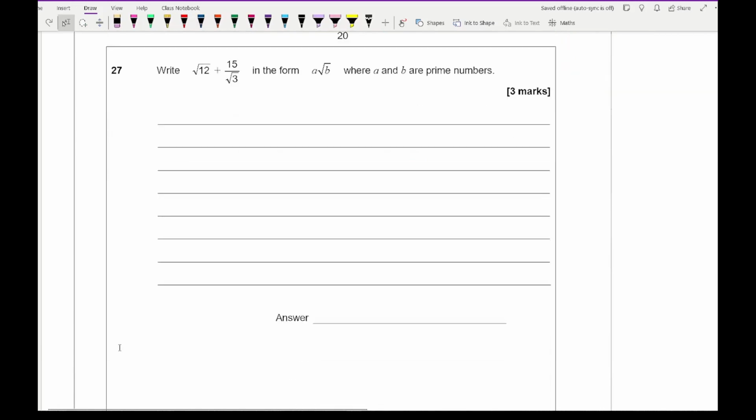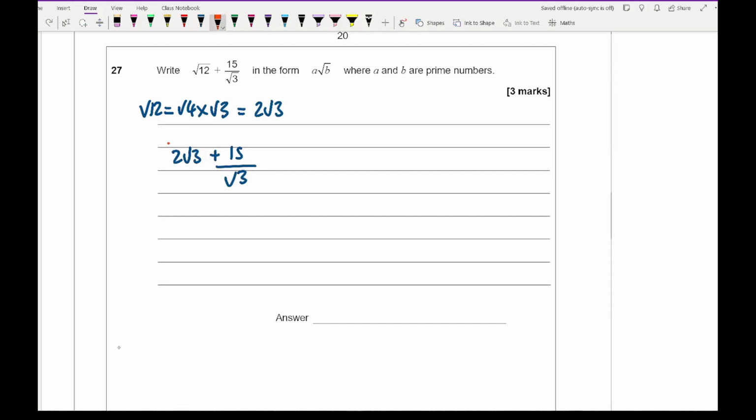Then moving on to question 27, it says write root 12 plus 15 over root 3 in the form of a root b, where a and b are prime numbers. So for this, what we need to do is just rationalize the denominator and we'll write it as a common fraction. So here we've got root 12 is root 4 times root 3, which is 2 root 3. So I can rewrite this fraction as 2 root 3 plus 15 over root 3.